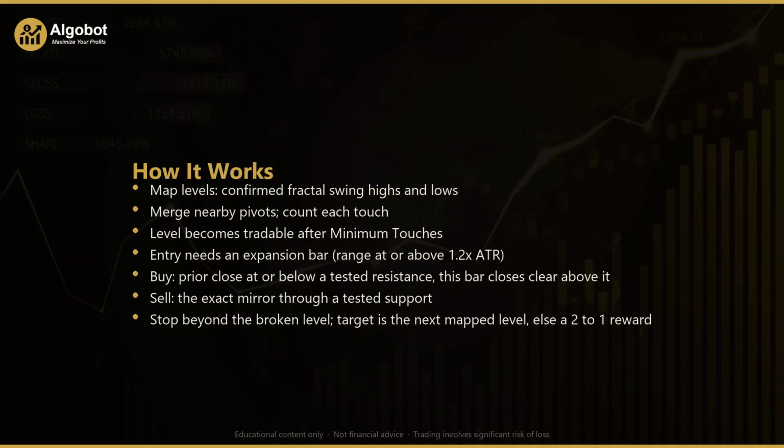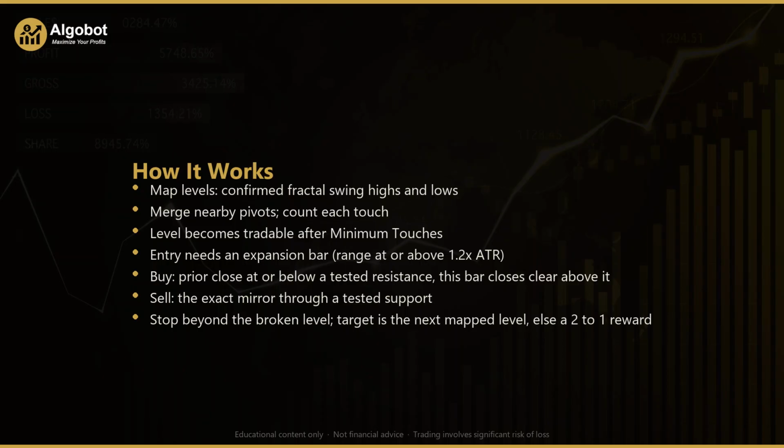For a buy, the stop is placed just beyond the lower of the broken level or the breakout bar's own low, minus the buffer. The take profit is the next mapped resistance above, giving a level-to-level journey. If there is no further level, or it sits closer than the measured risk, the strategy falls back to a fixed reward-to-risk multiple, which defaults to 2-to-1. The sell side mirrors this exactly.